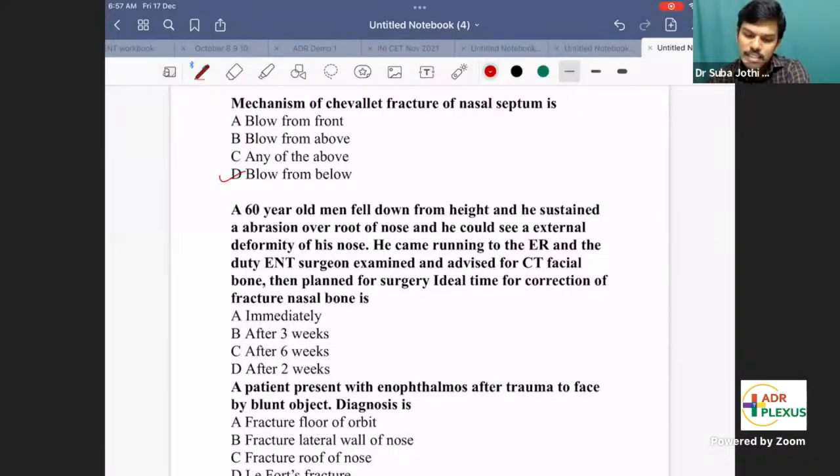A 60-year-old man fell down from a height and sustained an abrasion over the root of the nose, and he could see an external deformity of his nose. He came running to the ER, and the duty ENT surgeon examined and advised a CT facial bone, then planned for surgery. Ideal time for correction of fracture nasal bone? So why I put up this question is, see, the essence of the entire question is in the last line itself.